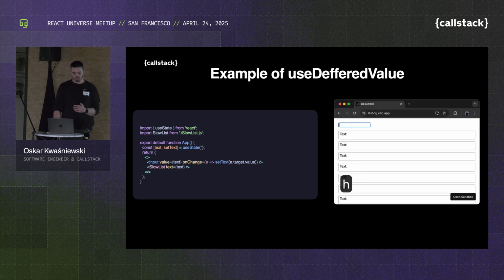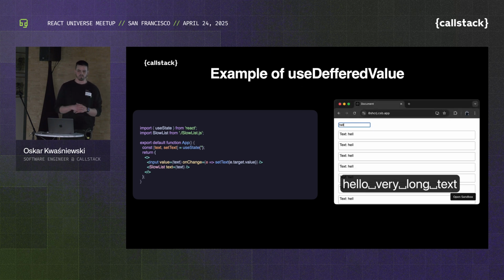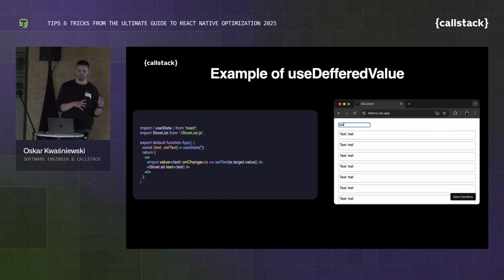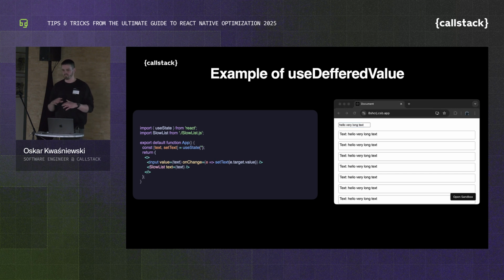So here is an example of rendering a slow component that's based on useState. So the state is set by typing into a text input. So as you can see, there is a noticeable delay between typing and actually seeing the results. On top of that, typing is significantly delayed and the app doesn't feel snappy at all.